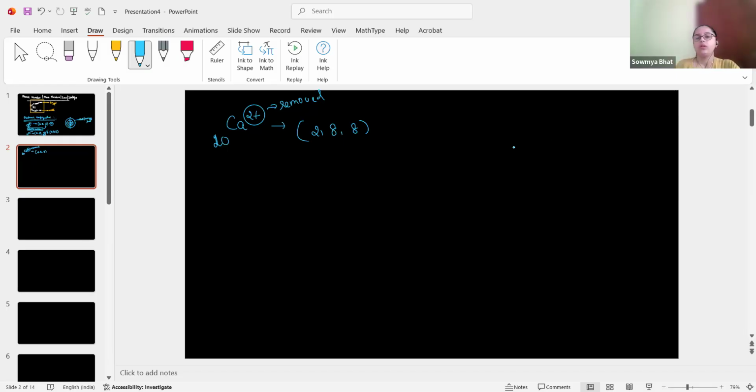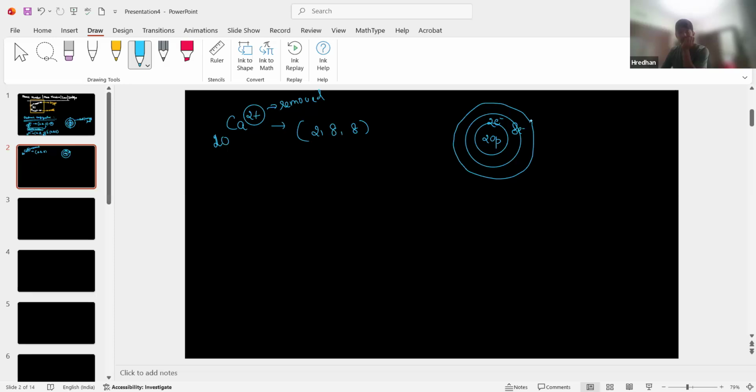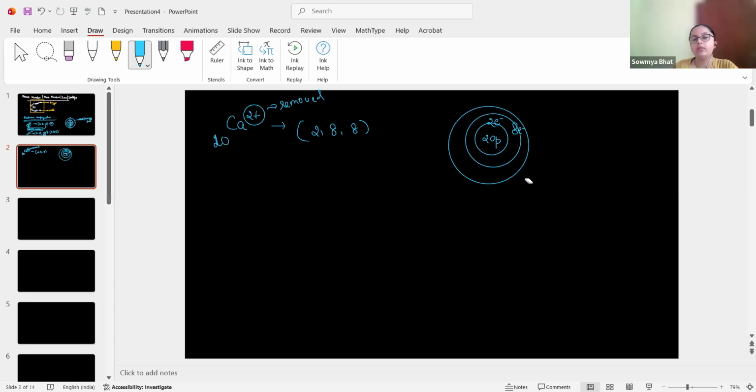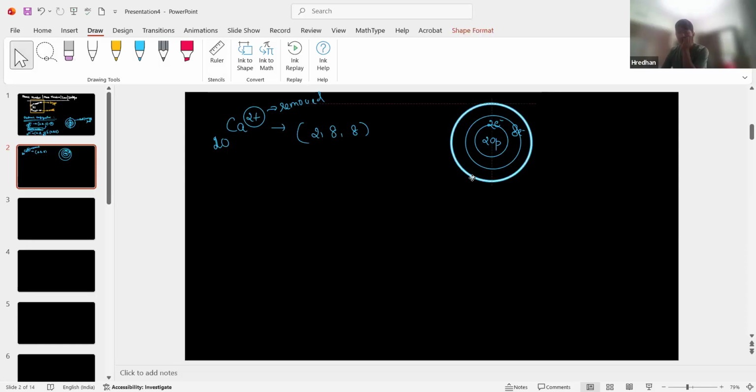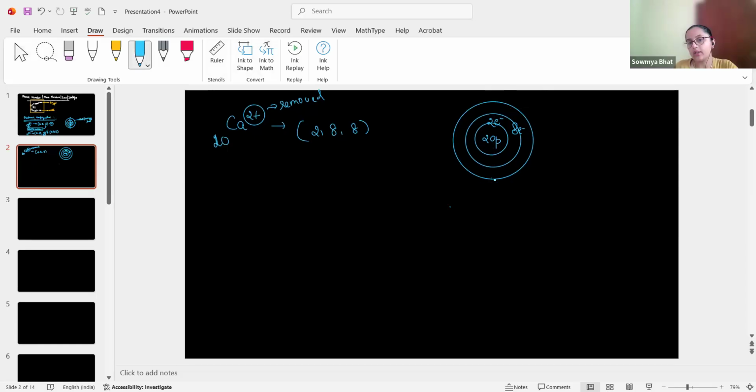No, no. Basically, if you take calcium, this is the nucleus. The nucleus will have 20 protons. The first shell will have 2 electrons. The second shell will have 8 electrons. The third shell will have 8 electrons. And the next shell will have 2 electrons. So it's 2, 8, 8, 2. The next shell can also fill 8, but we have just 20. So 2 plus 8 is 10, 10 plus 10 is 20.